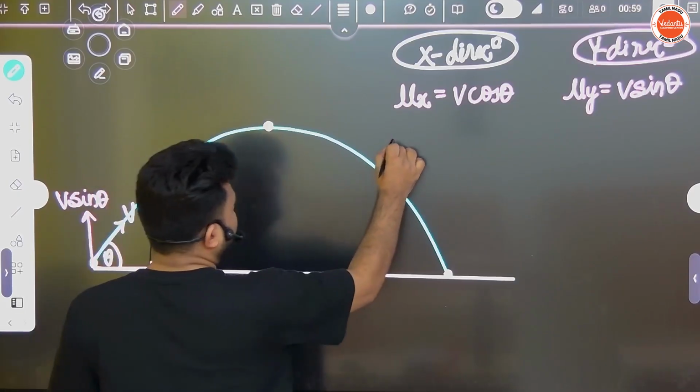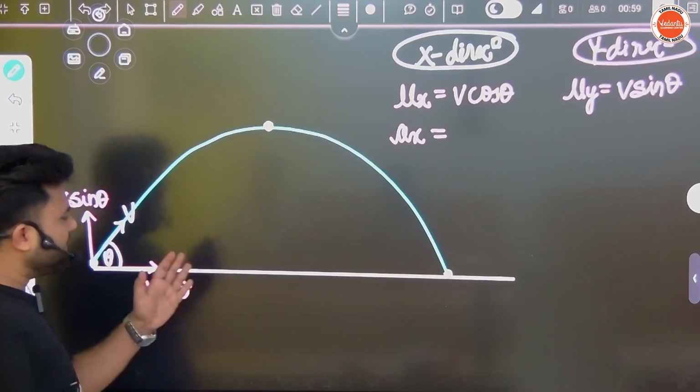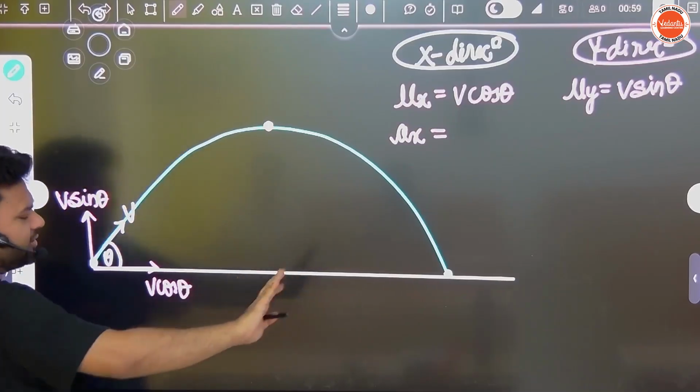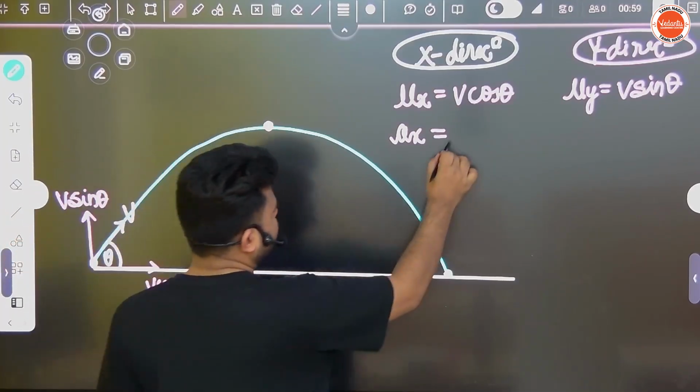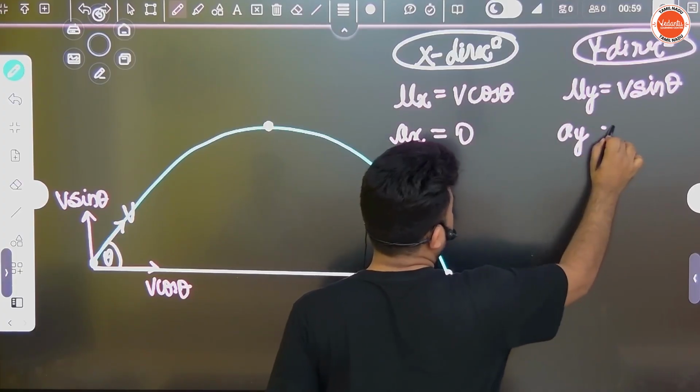If someone asks what is the acceleration in x direction, there is no acceleration, not given. In x direction there is no acceleration. So acceleration in x direction is 0.